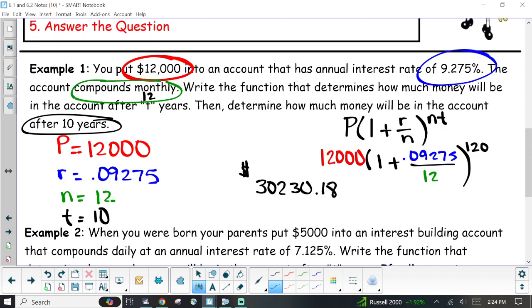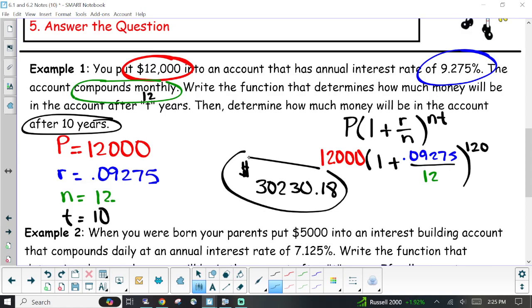Now, in 10 years, think about how much money that account made. Almost $20,000. We went from $12,000 to $30,230. So just a little bit over $18,000, which is nice. But guys, think about that in a 10-year period. Is that enough to live off of? No. I don't know what your quality of life is, but I don't think I could live off of $18,000 for 10 years.